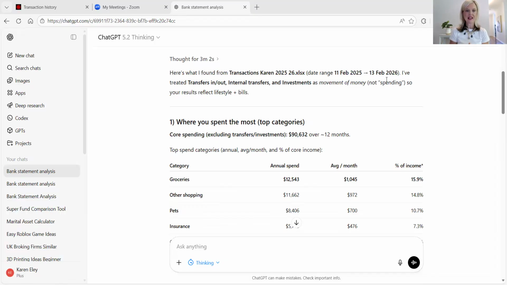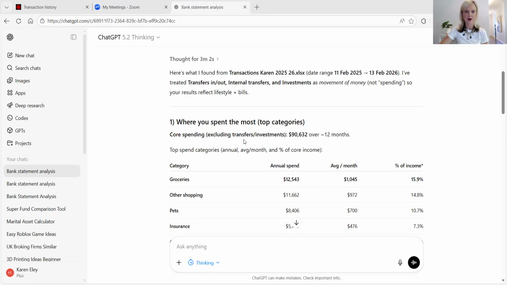So as you can see, ChatGPT took just over 3 minutes to do the analysis of my bank account, which is pretty amazing because, as I said, when I'm doing 12 months, it takes me about 2 hours. So using this technology is just creating so many efficiencies in managing my money. So I think it's fantastic. So what's it come up with?